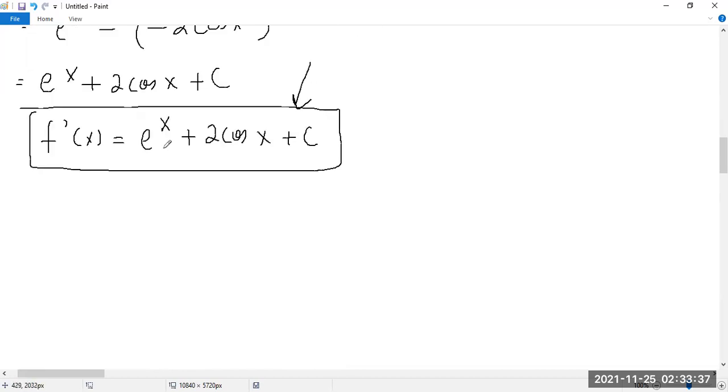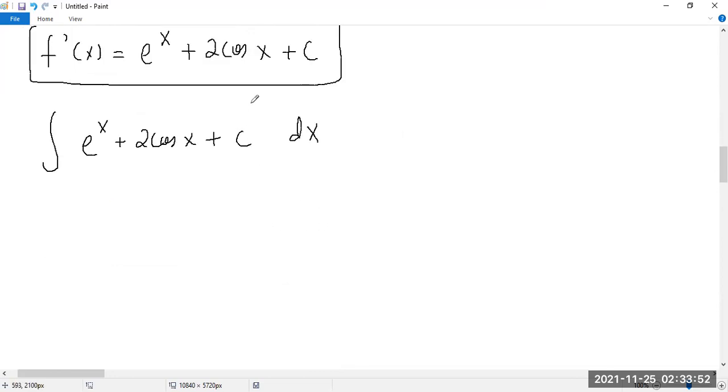So we're just going to take the integral again of f prime. And then once we do that, we would essentially be taking the integral of e to the x plus 2 cosine of x plus c. Remember, c is a constant, and if you're taking the integral of a constant, like let's say 3, it's just 3x, right? So if you're taking the integral of c, it would just be cx.